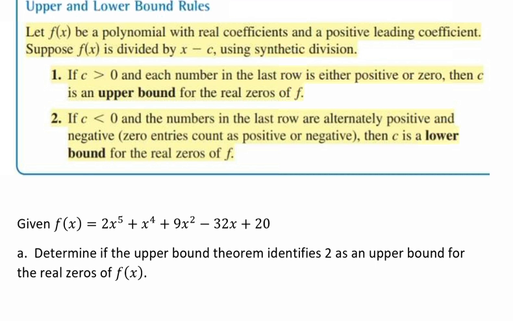A real number b is called an upper bound of the real zeros of a polynomial if all real zeros are less than or equal to b. The real number a is a lower bound of the real zeros of a polynomial if all real zeros are greater than or equal to a.